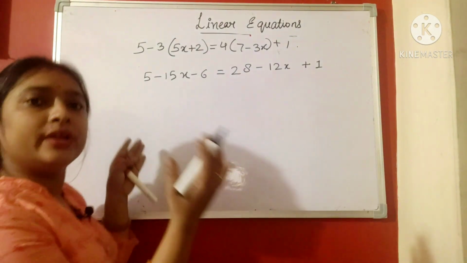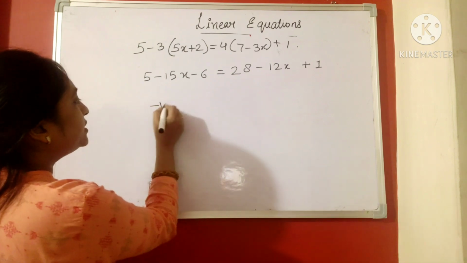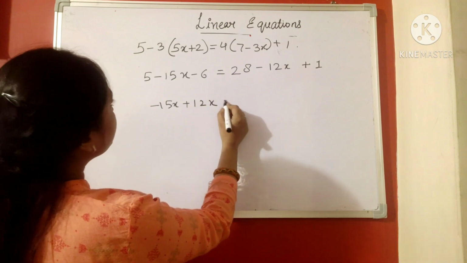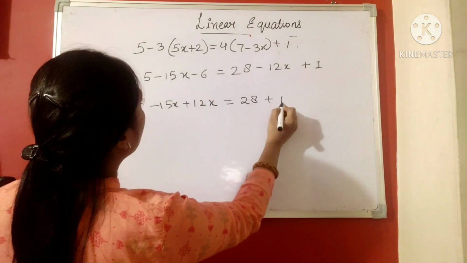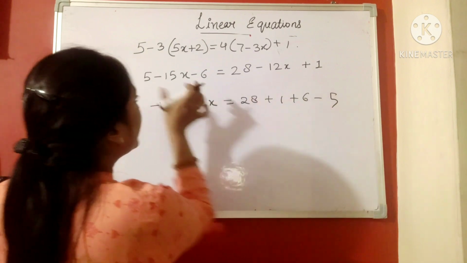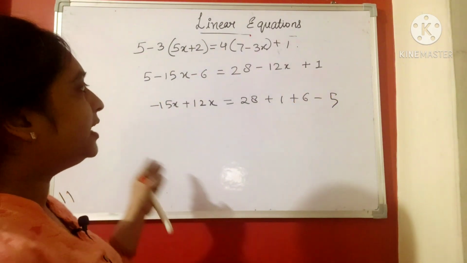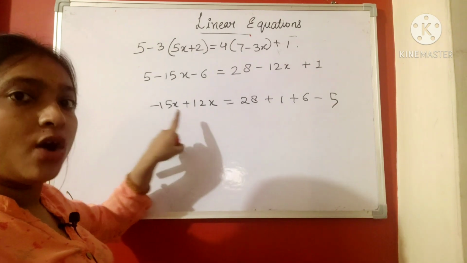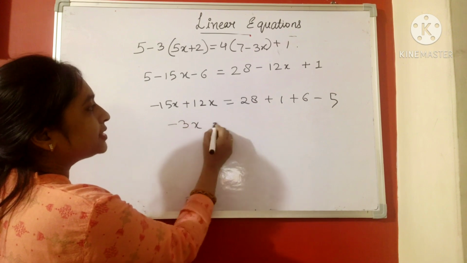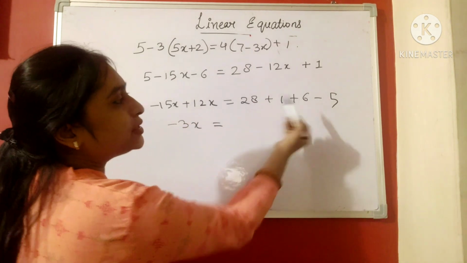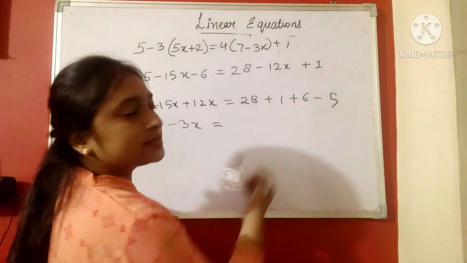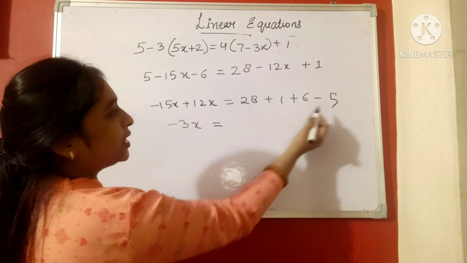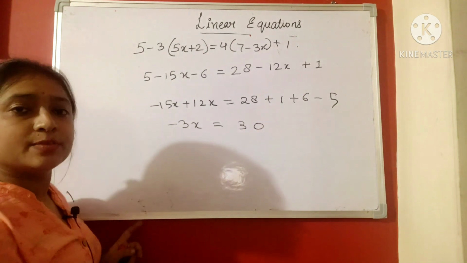Now the next step is to bring the like terms together. So minus 15x and minus 12x will come here, that is plus 12x, equals 28 plus 1 plus 6 and minus 5. When we shift those constants to that side, the sign will be changed. Minus 15 plus 12 will be minus 3, so minus 3x equals 28 plus 6, which is 34. 34 plus 1 is 35. 35 minus 5 will be 30. Now here it is minus 3.